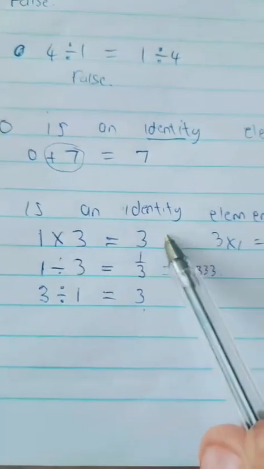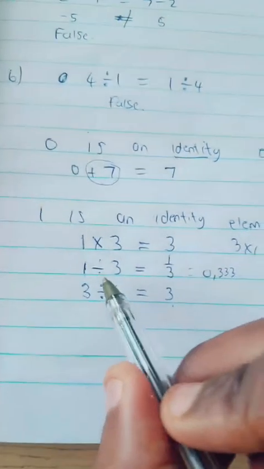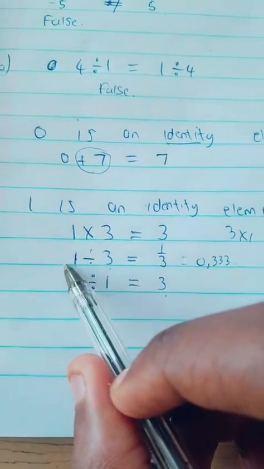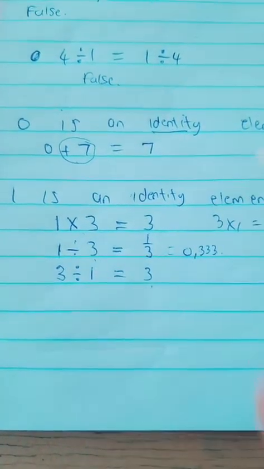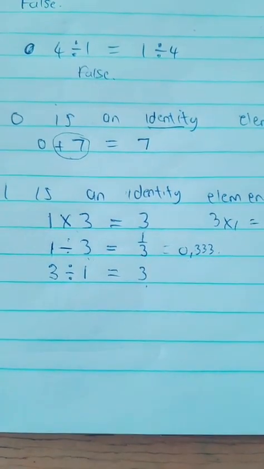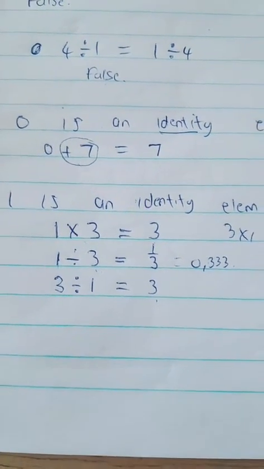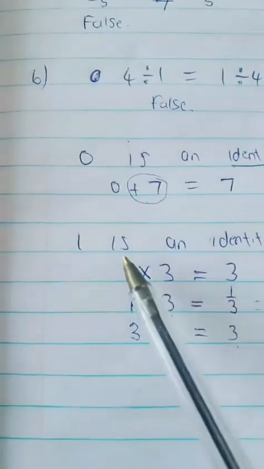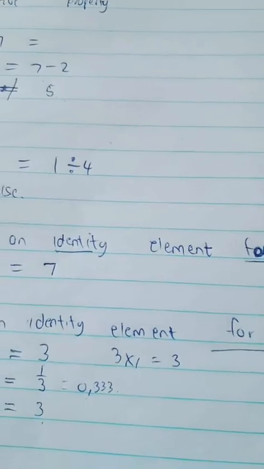So basically 1 does not change the other number, no matter the order. Multiplication is commutative, so the order doesn't matter, but for division we need to be a bit careful. If 1 is the one that's starting, then it changes the result, but if 1 is the one that is following, then that's fine. So let's hold on to the fact that 1 is an identity element for multiplication, whatever the order, and 0 is an identity element for addition, whatever the order. We can trust that.